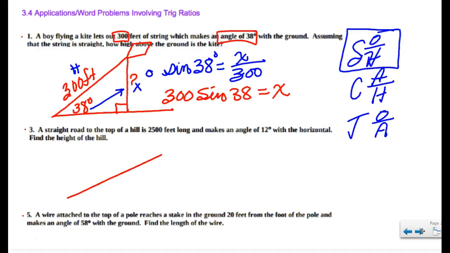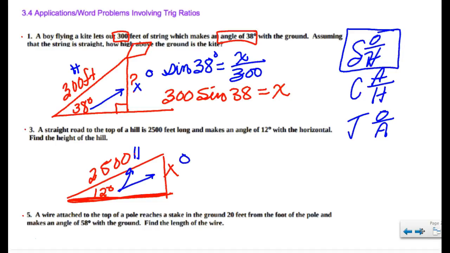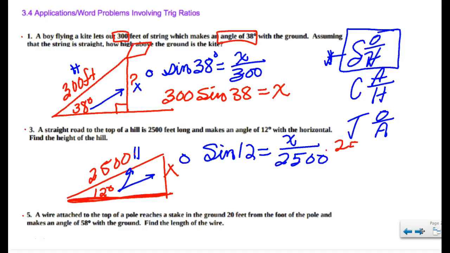A straight road to the top of the hill is 2,500 feet long, and it makes an angle of 12 degrees with the horizontal. This is horizontal. Find the height of the hill. Same process. Opposite, hypotenuse. Once again, I've got a sine set up. Sine of the angle in question is equal to the side opposite it over the hypotenuse. I multiply both sides by the denominator of the fraction. Cancels off over here. So I end up having 2,500 sine of 12 is equal to x.